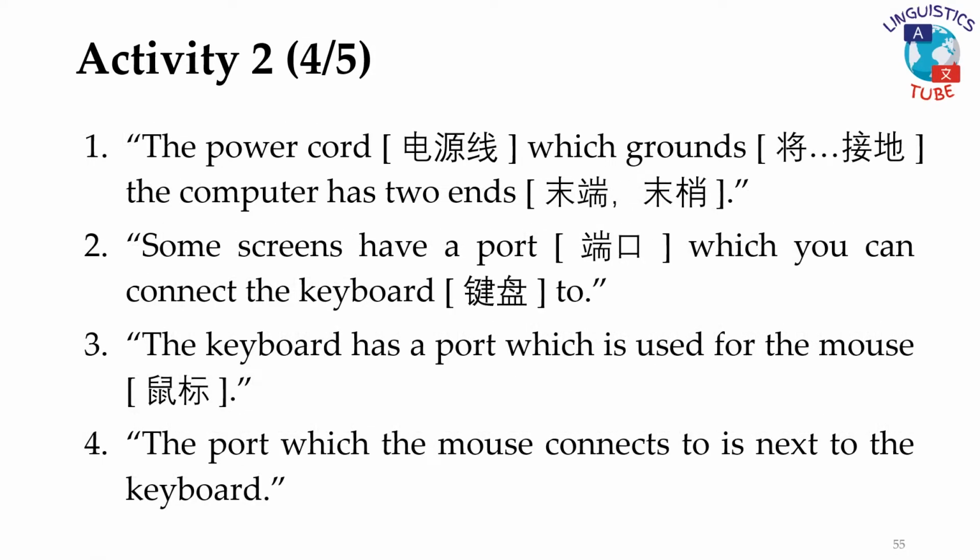Here are the 4 sentences. The power cord which grounds the computer has 2 ends. Some screens have a port which you can connect the keyboard to. The keyboard has a port which is used for the mouse. The port which the mouse connects to is next to the keyboard. Please pause the video to work out the answers and then continue when you are ready.